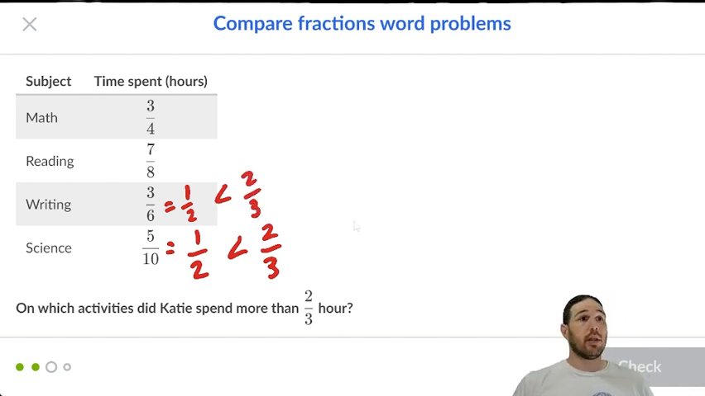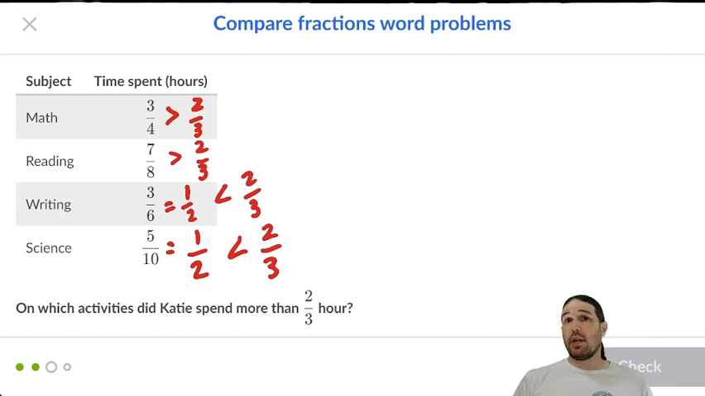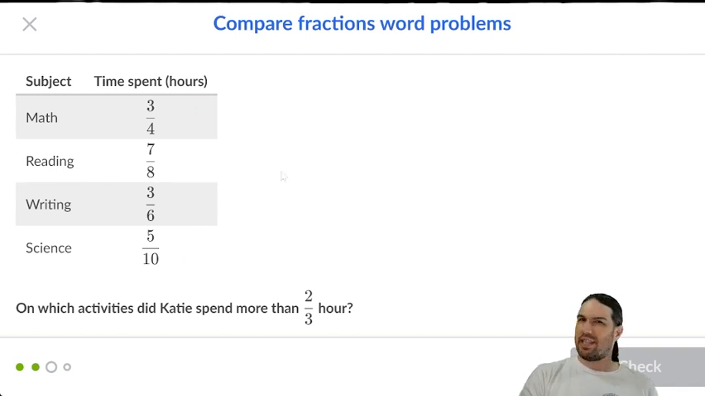So far, so good. 7/8 and 3/4 are each greater than 2/3. And I would challenge you to pause the video at this time and see if you can work out how I knew that, based on what we've done up to this point. I've shown many different techniques. I've demonstrated many different example problems. I think at this point, you should be able to figure out why those two are greater than 2/3. But for now, let's see if I'm right.